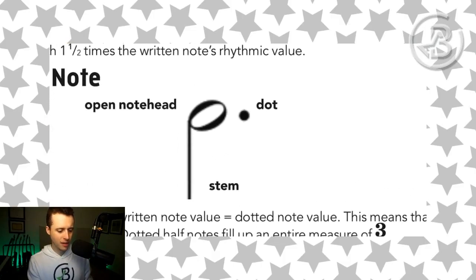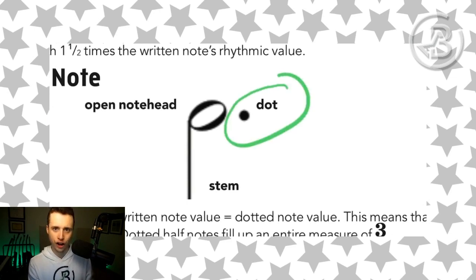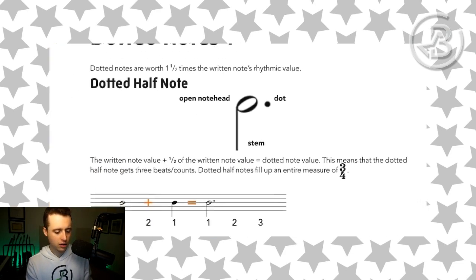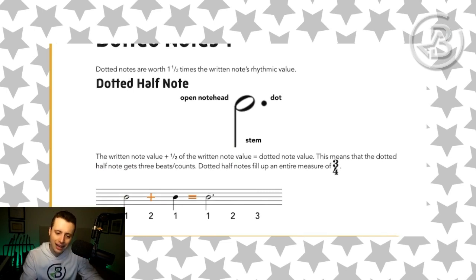So we have a stem, we have a note, and sure enough, living up to its name, we've got right here the dot. So open note head, stem, and dot. Now let's talk a little bit about the math of what that dot means. A dotted note is worth 1.5 times the written note's rhythmic value.